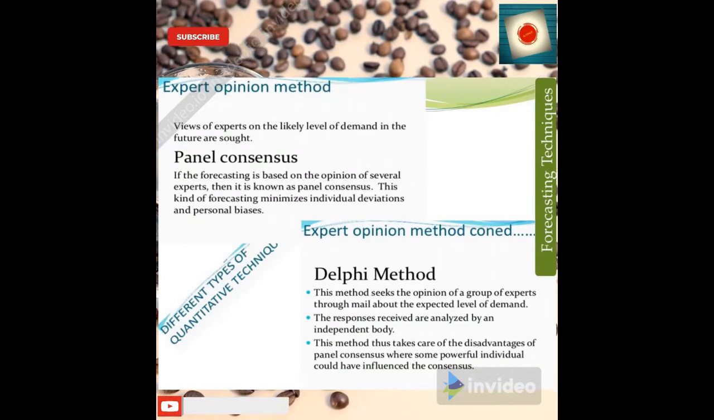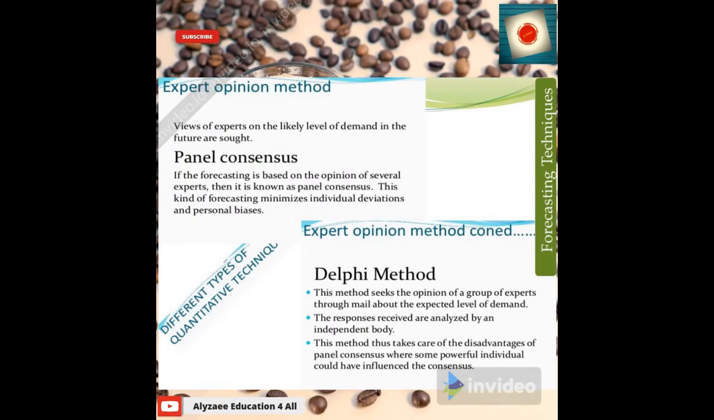There is another technique used which is called the expert opinion method, where the views of experts on the likely level of demand in the future are sought. Panel consensus: if the forecasting is based on the opinion of several experts, then it is known as panel consensus. Like HEC or any other senior body or board of directors, they require a special panel for it, like construction of a dam or any special project like Attabad Lake. So a panel discussion was done on that, on how to mitigate that problem. That minimizes individual deviations and personal biases.